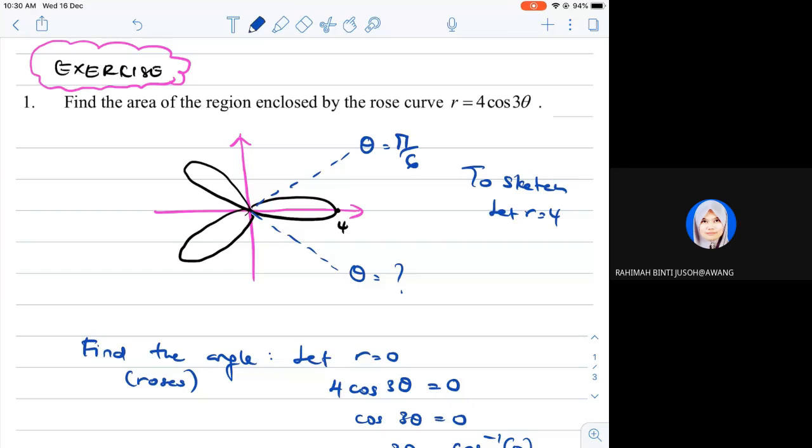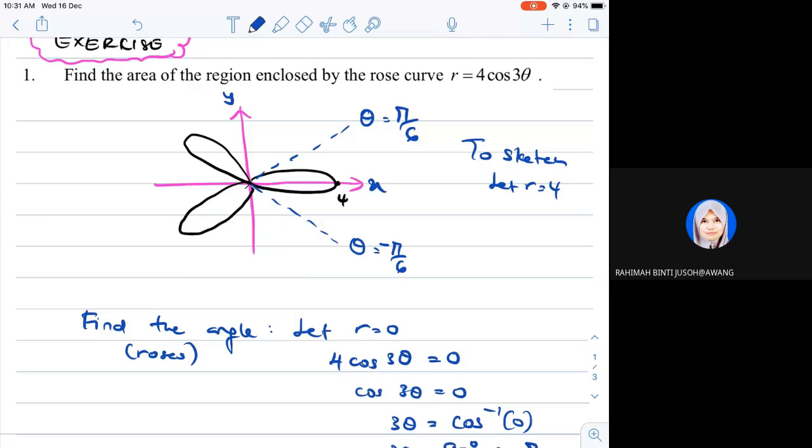Okay, pi over 6. So, of course, we know that this graph is symmetric about the x-axis. Symmetric terhadap x, ni x, ni y. So bila symmetric, if the upper angle is pi over 6, of course the lower angle is also pi over 6, but here we have a negative sign. So negative pi over 6.